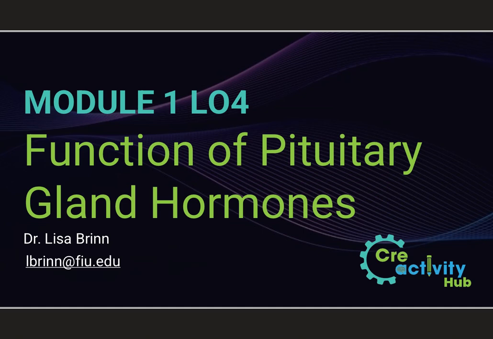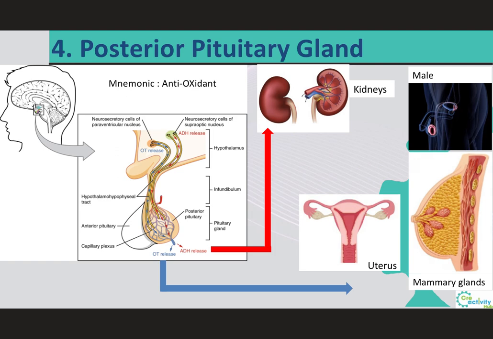Hi everyone. In the previous learning outcome, we talked about how the hypothalamus will influence the function of the pituitary gland. And so on this learning outcome number 4 of module 1, we'll be talking specifically about the functions of the pituitary gland hormones. We will start with the posterior pituitary gland because it's easier. It only releases 2 hormones, which we already know, that are the oxytocin and the antidiuretic hormone.